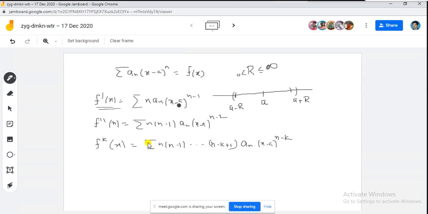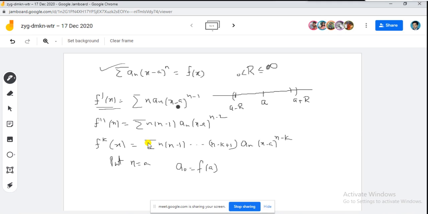If you put x is equal to a here, what will you get? Since x minus a is 0, all the terms on the right hand side will be 0 except the first. So a0 is equal to f(a). So if you put x is equal to a in all the above equations, you will have a0 equal to f(a).